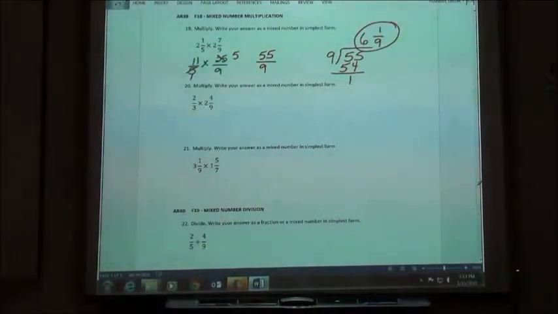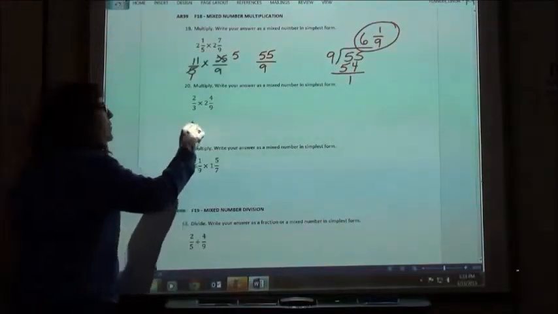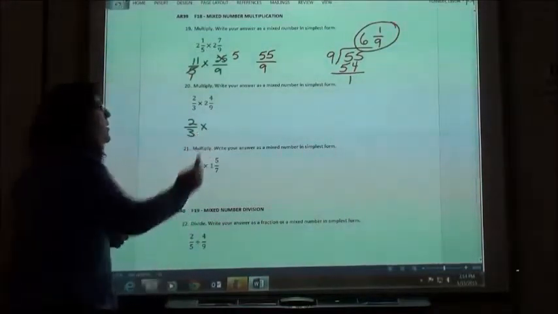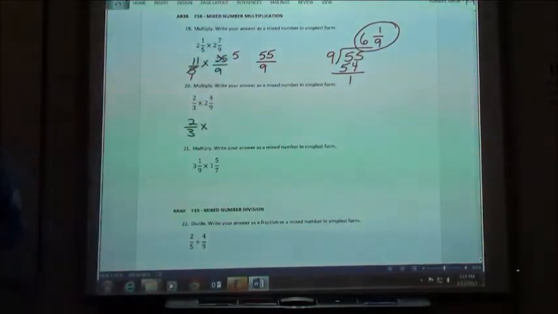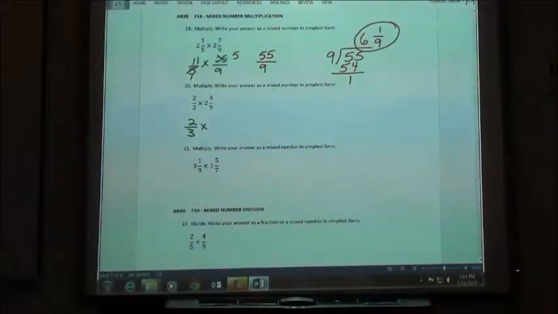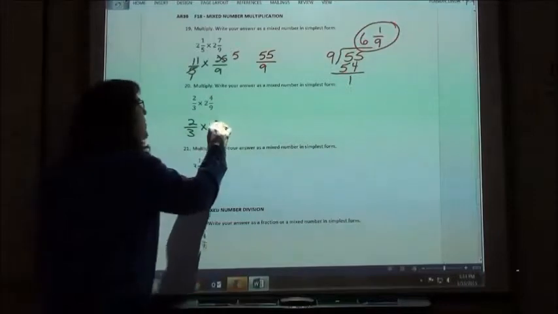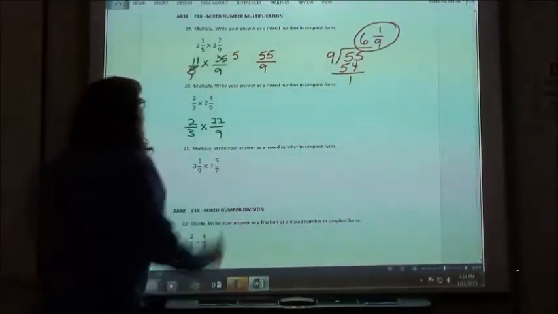Number 20, we're going to multiply again. Here, this is already a fraction, so I don't have to do anything with the 2/3. But I have to change my 2 and 4/9 into an improper fraction. So, what would 2 and 4/9 be as an improper fraction? Try that again. 22 over 9. 9 times 2 is 18. 18 plus 4 would be 22 over 9.